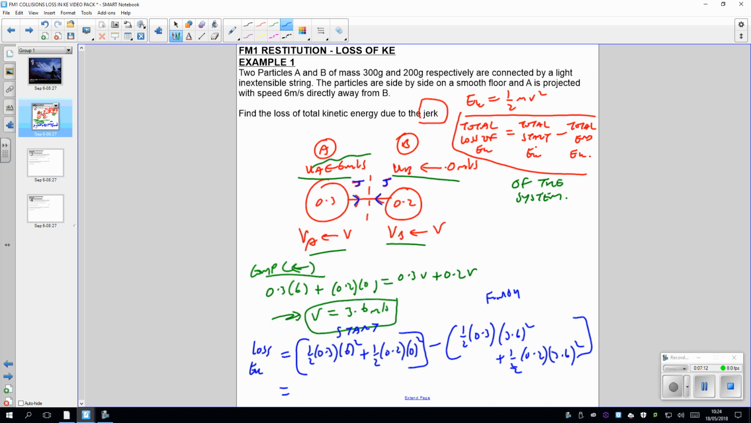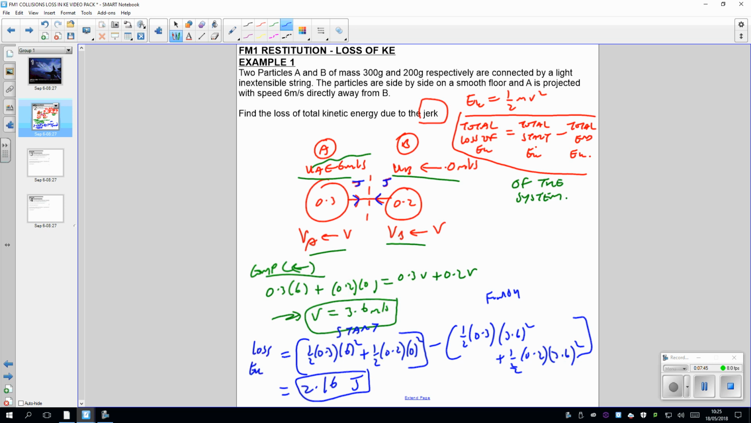So 0.5 times 0.3 times 6 squared plus 0.5 times 0.2 times 0 squared. Oh, should have just done zero. Okay, 0.5 times 0.3 times 3.6 squared plus 0.5 times 0.2 times 3.6 squared. Cool. So I should get 2.16. And what's the measure for energy? It's joules. Okay, joules. Need to know that as well.